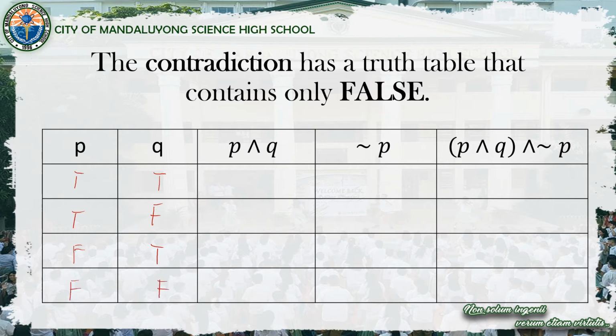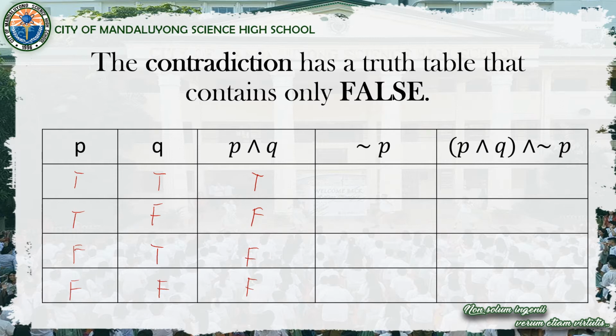Now, let us conjunct that. Remember, dun sa ating week 8 na for the conjunct, it will only be true if both P and Q are true. So, tignan natin. For the first one, true and true. True. True and false, that will give us a false statement. False and true, that will give us a false statement. False and false, that's still false value.